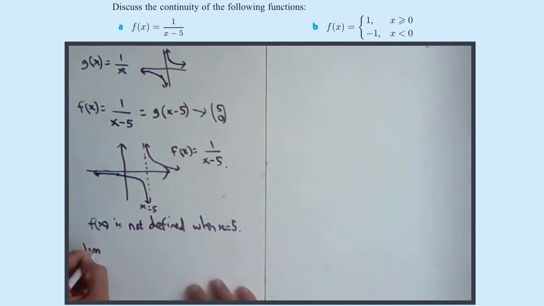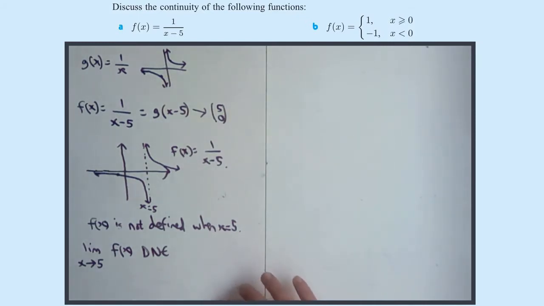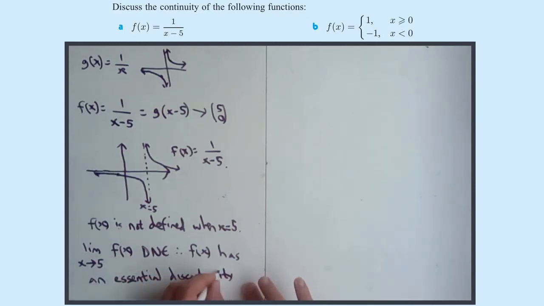So the limit of f of x as x approaches 5, in both directions, does not exist. If the limit doesn't exist, that means the function has an essential discontinuity. f of x has an essential discontinuity at x equals 5. But as you can see, it is continuous everywhere else.